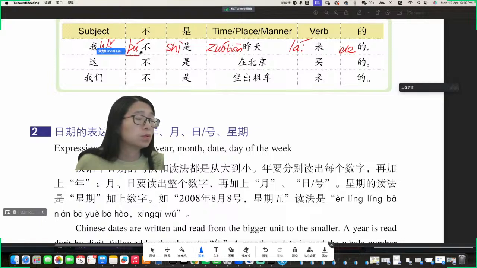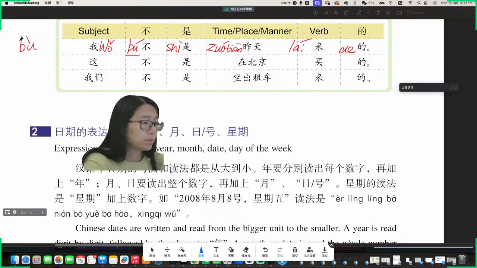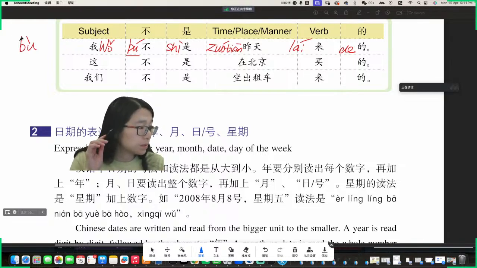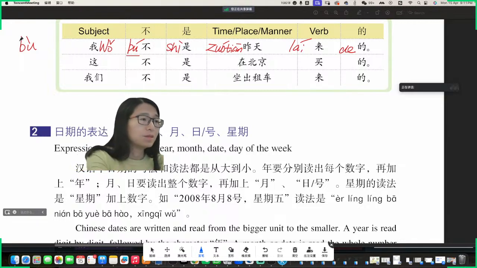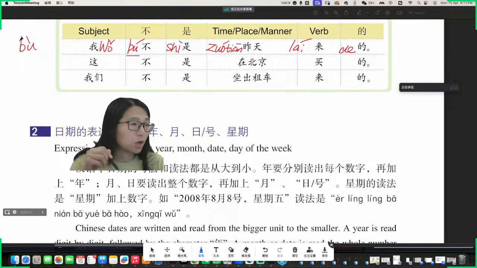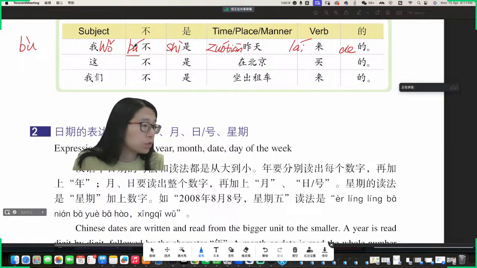Okay, you need to add the word 不 before 是. You know 不, right? Originally 不 is a falling tone, just like the English word, no. When you say 不 in Chinese, it's kind of the same as the English word no: very sharp, very strong, a sharp falling tone. But here, have you noticed that? It changed to a rising tone.